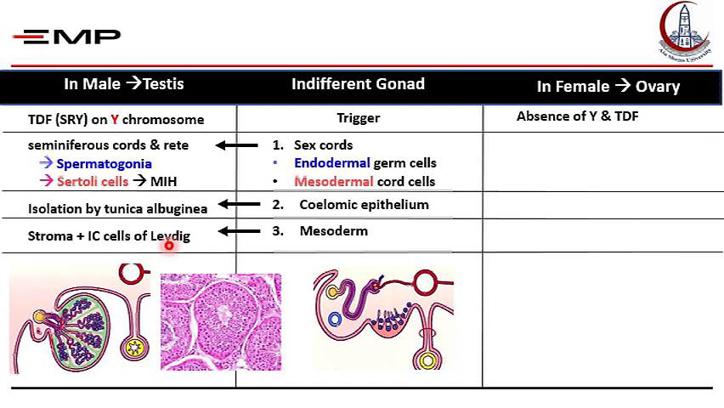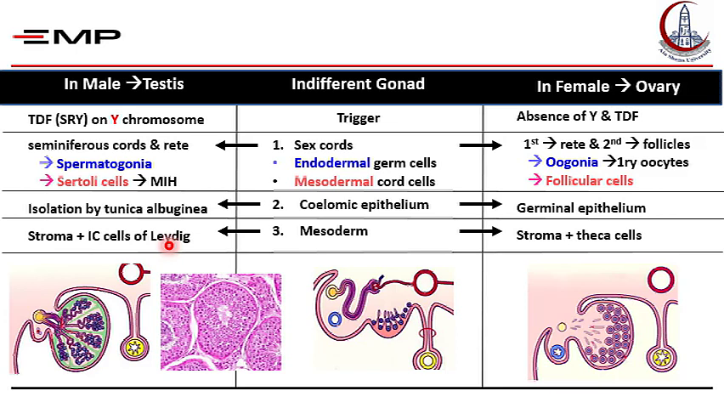In the case of the female, the sex cords: the first generation of sex cords degenerates, forming something in the medulla of the ovary, rudimentary things called rete ovarii. And the second generation of cords develop and separate to form follicles. The follicles are made of oogonia inside, coming from the endodermal germ cells.